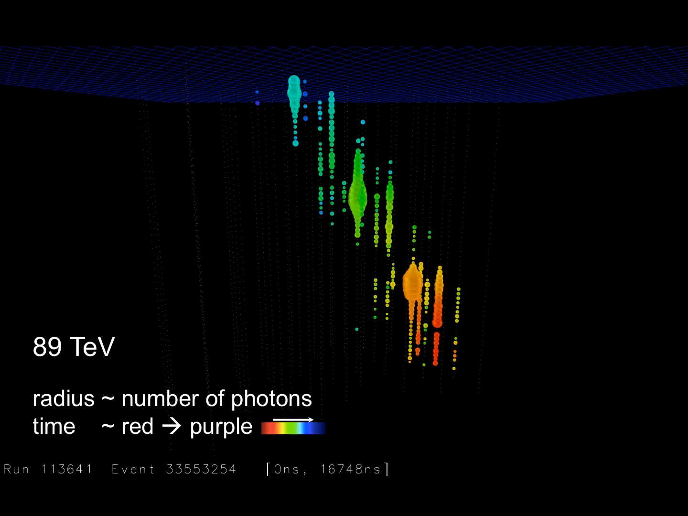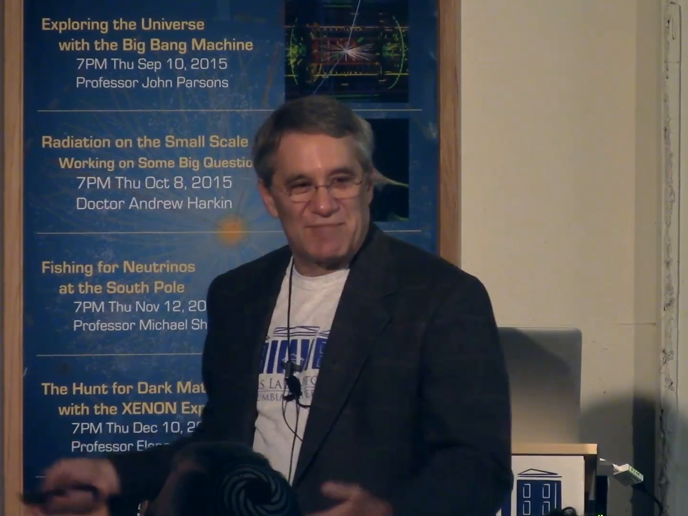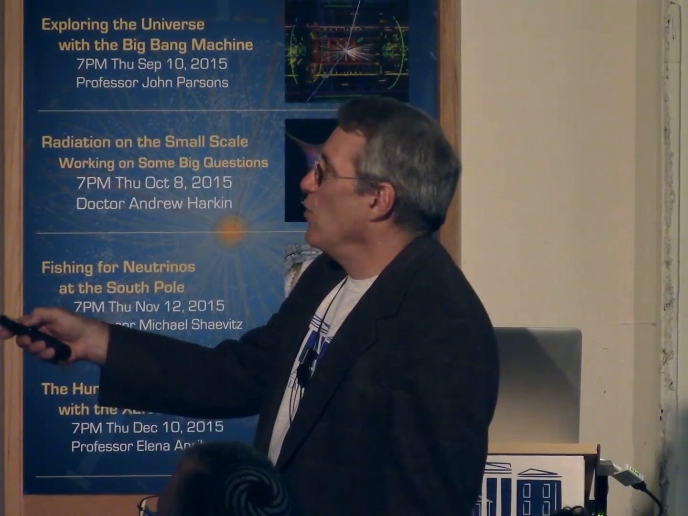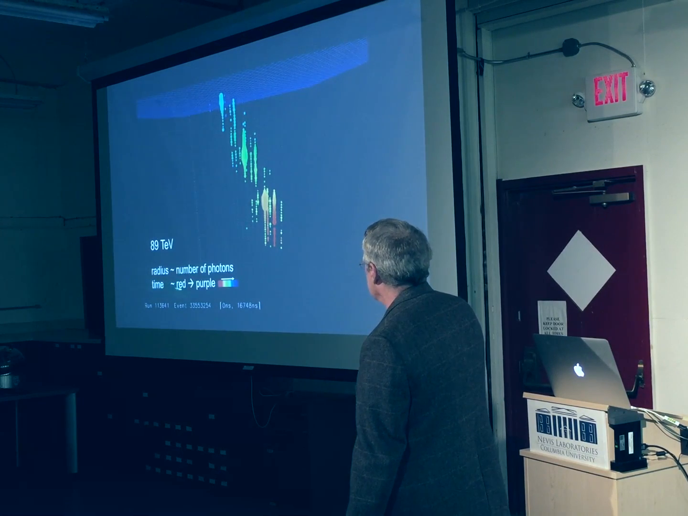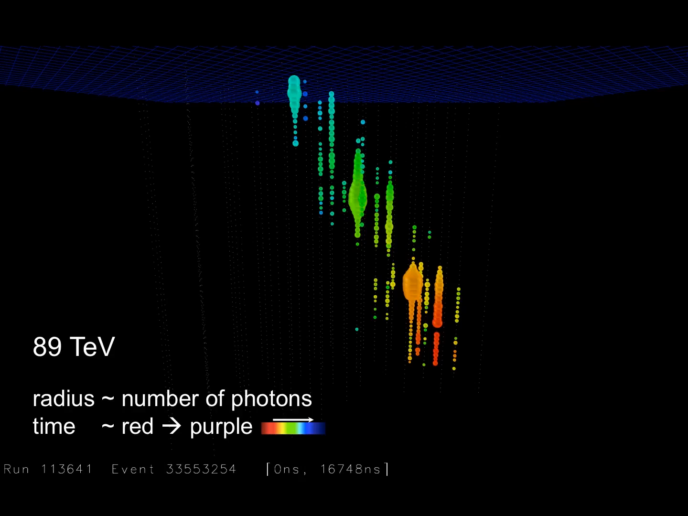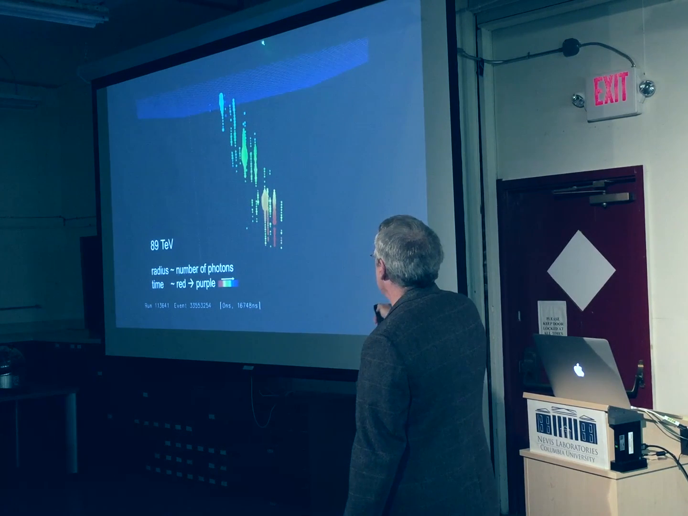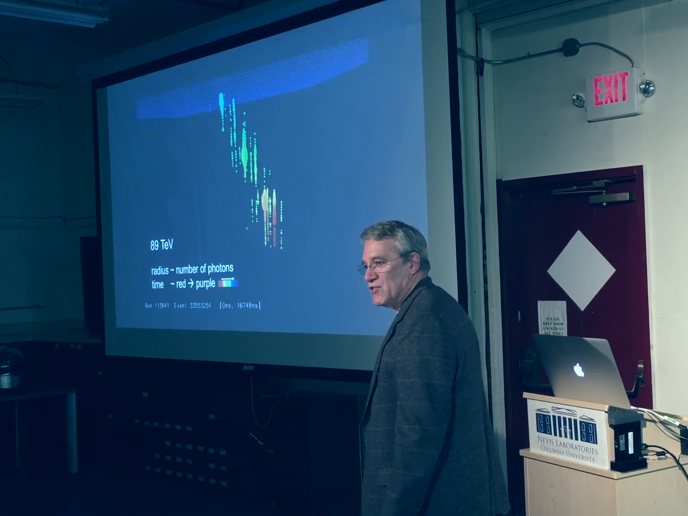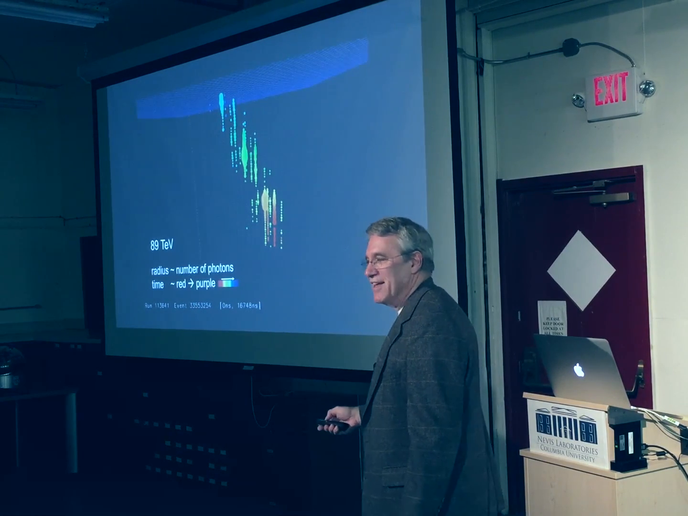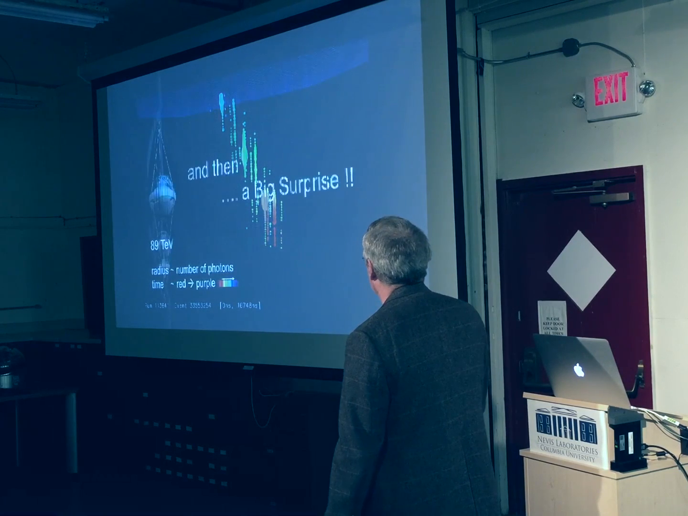So this is one of the first events. It's an 89 TeV. We're going for 1,000 TeV, so this is pretty good, okay? We can look at this. Remember, the radius is how many photons hit it, and the time is, the earliest is red and the latest is purple, okay? So this is coming up through the Earth. So if you look at this, this is the earliest time and this is the latest time, and so this is an upgoing muon, okay? And so it was probably produced by a neutrino.